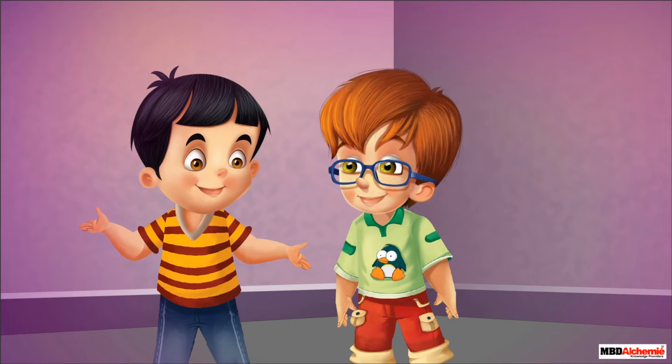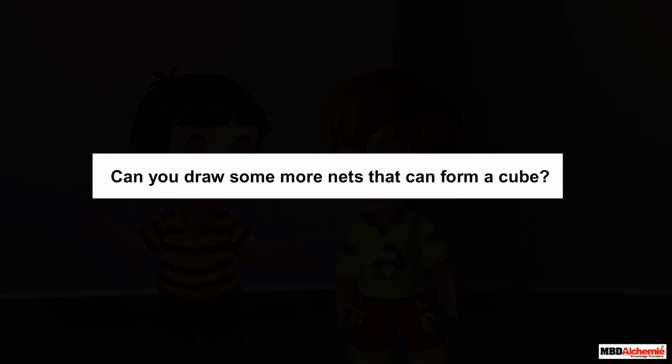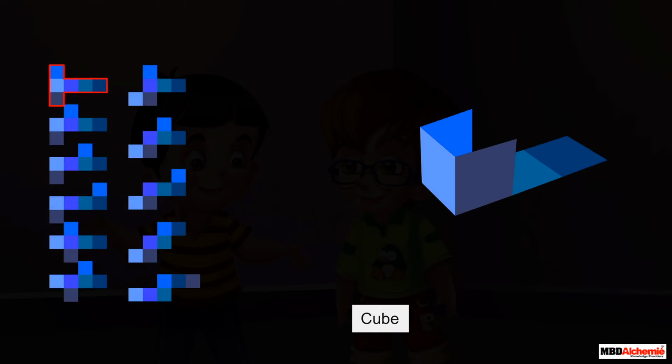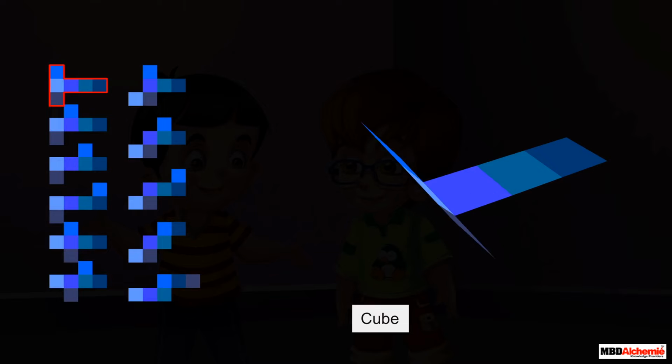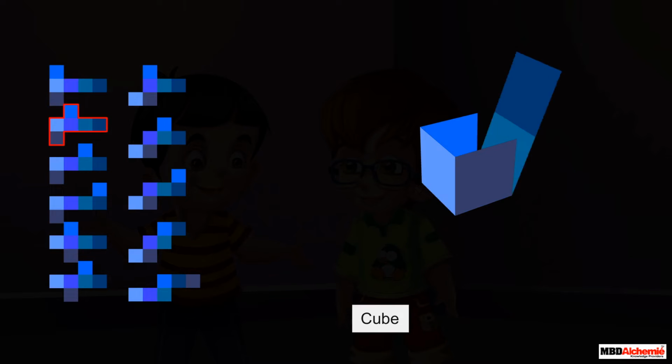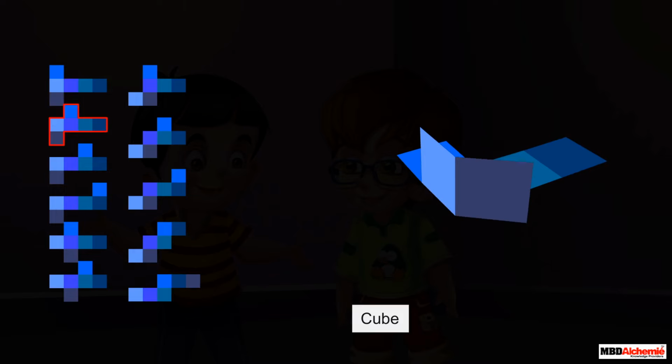Neil, here see. The cube formed with just 2 nets. But there can be many such nets which can form a cube. Yes, you are right. Can you draw some more nets that can form a cube? A cube can be unfolded in various ways. It can be unfolded in 11 ways. Let's see all of these and the net it forms.